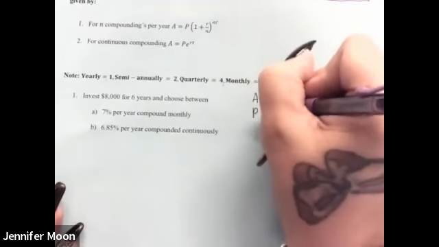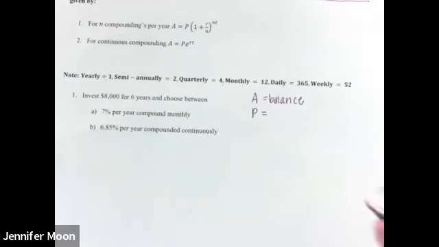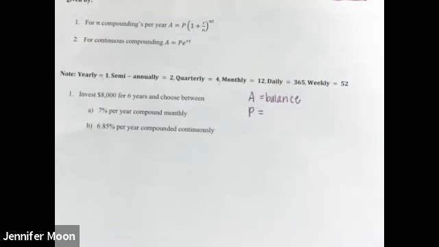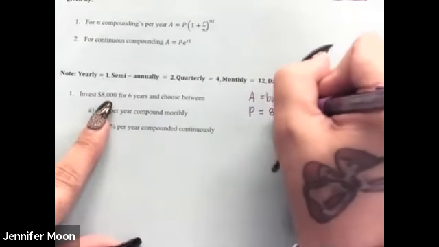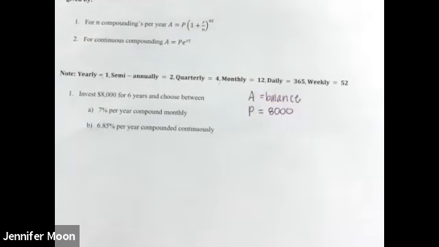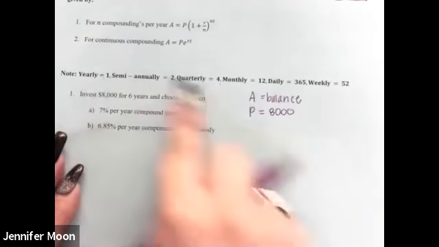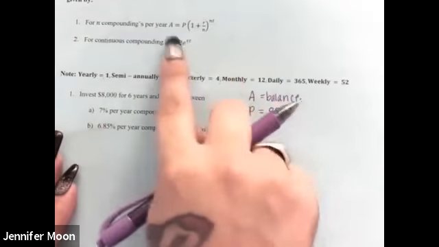And then let's find our P. P is the principal, right? That's that initial amount that you invest. And here in this problem, it's 8,000. And then what I have is, I'm just kind of following this formula, A, P.